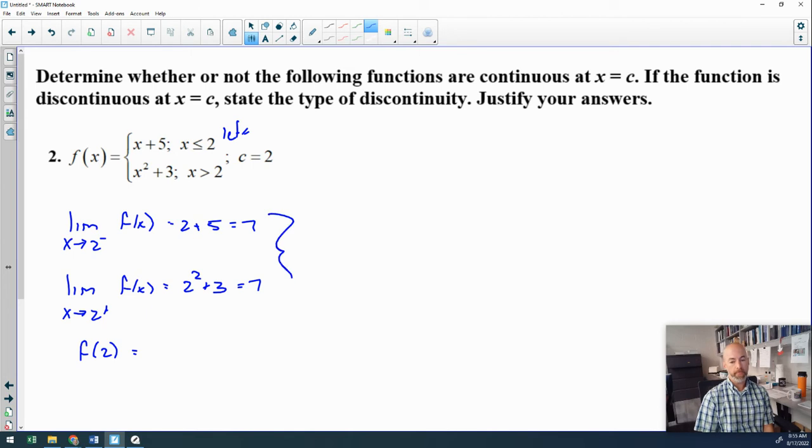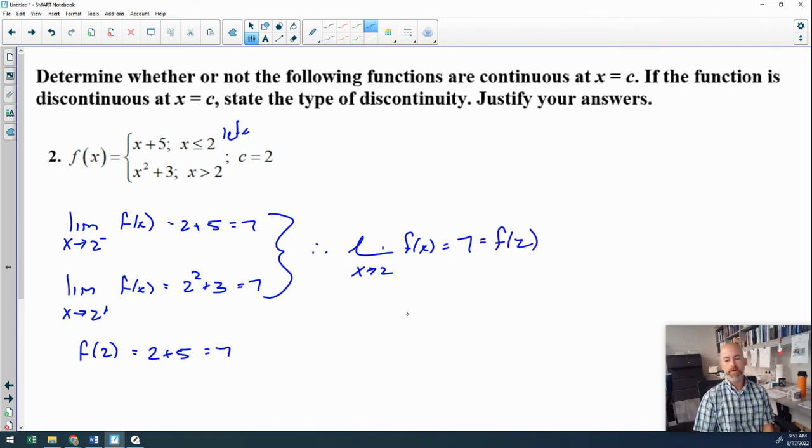And so I know that the limit as x approaches 2 of f of x is equal to 7, but that does not guarantee continuity. We could still have a removable discontinuity, so we make sure that we do not have that. So f of 2, and f of 2 is when x is equal to 2, so that's also going to be 2 plus 5. That is 7.